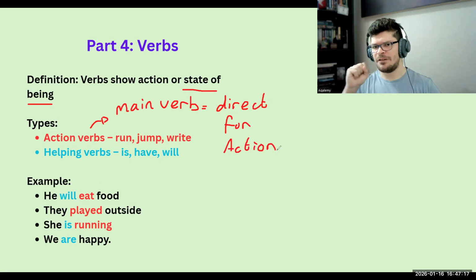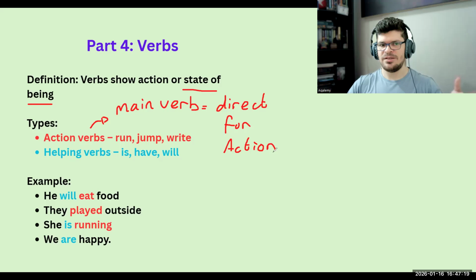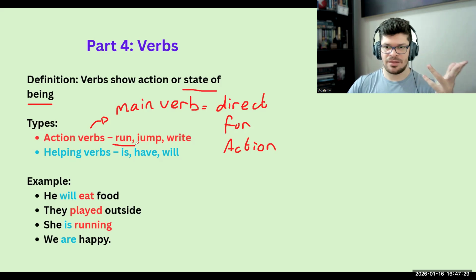Direct understanding for action. Run, you understand run. You use legs. Jump, legs. Write, you use your hand. Eat, mouth. This is direct understanding. These are main verbs, main understanding for this action.